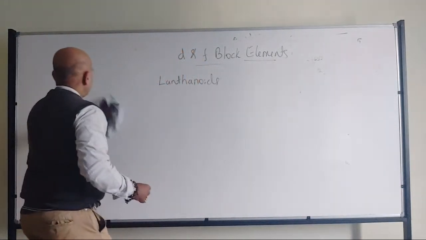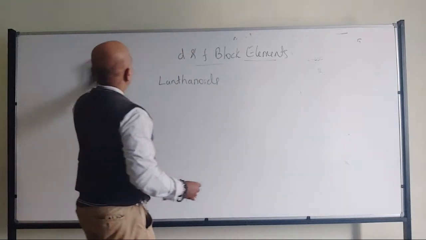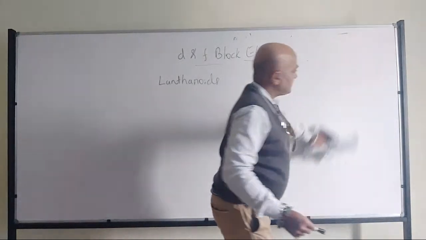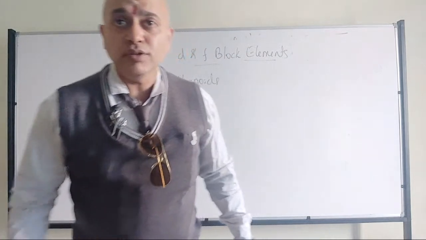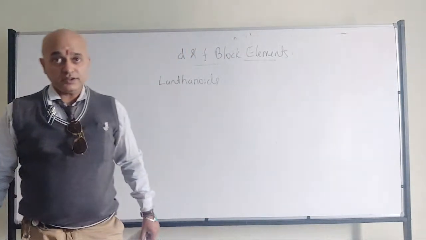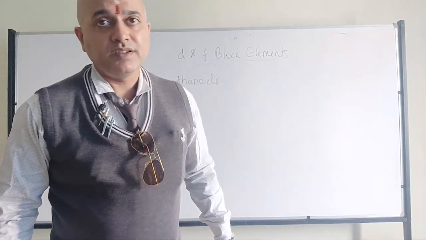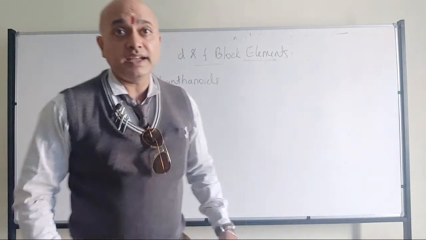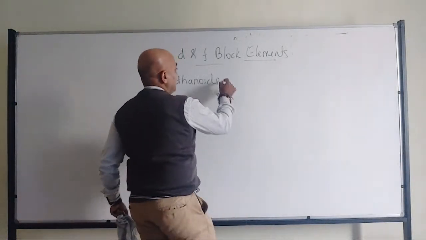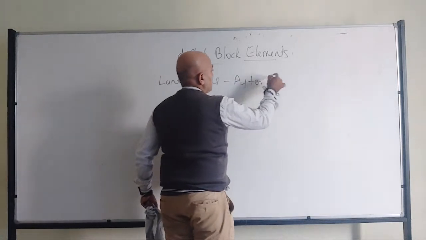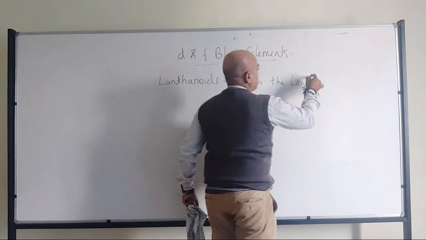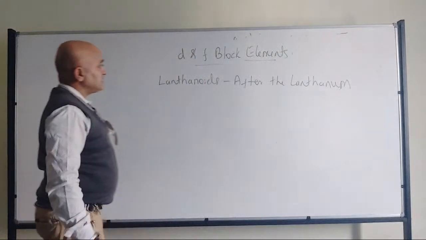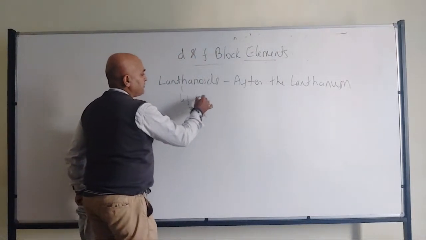Now what do you mean by lanthanides? Lanthanides are elements which belong to the 4F series. In total, 14 elements should be there, which come after lanthanum. The important point here is they are nothing but the 4F series.